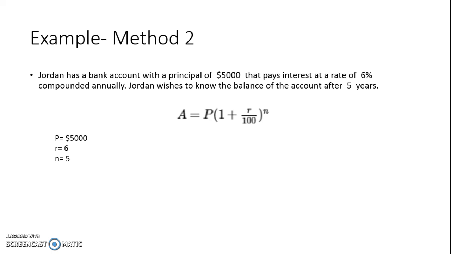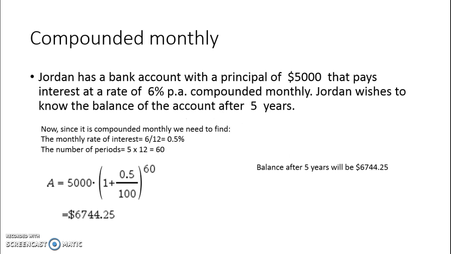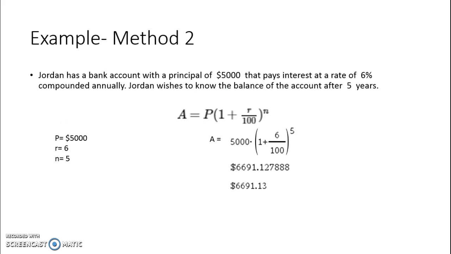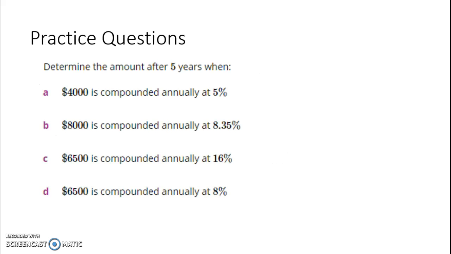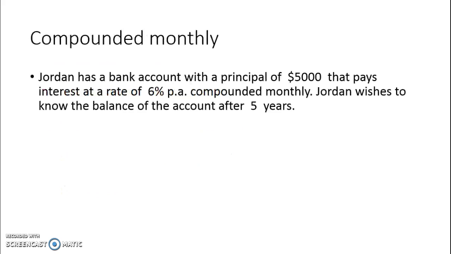Now, all we have to do is substitute these values in the formula like this and calculate. You would require a calculator for this. Again, we round to 2 decimal places, just like we do with money. And the answer was $6,691.13. Now, we have some practice questions here. You can pause the video and do these questions. And then we'll move on to the last question.